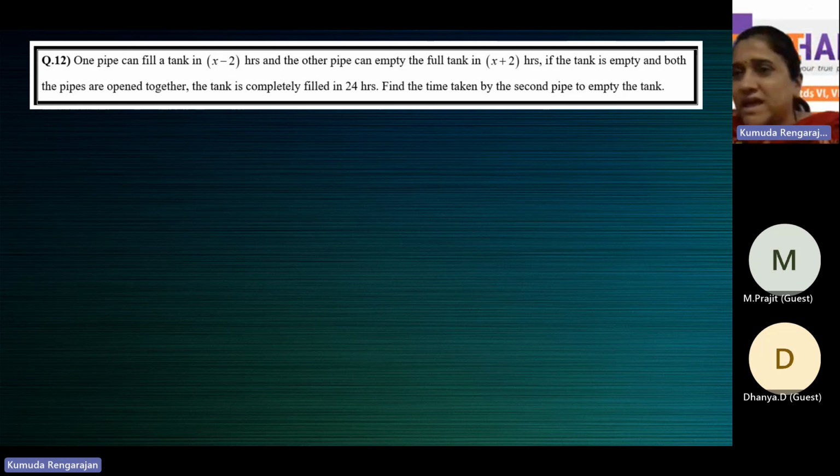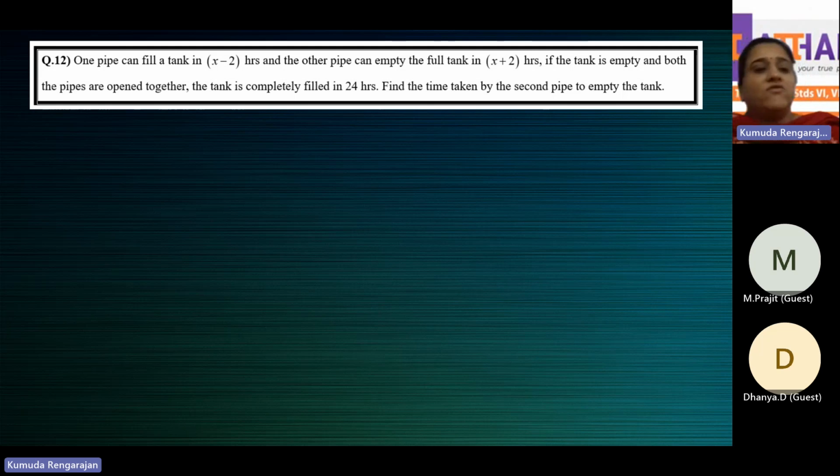So these are the two pipes working. One pipe fills the empty tank. If it is filling, that means the tank is empty. The emptying pipe empties the full tank. When the emptying pipe is working, the tank is full. When the filling pipe is working, the tank is empty. That's why it's filling. Or the tank is full, that's why it's emptying. Okay.